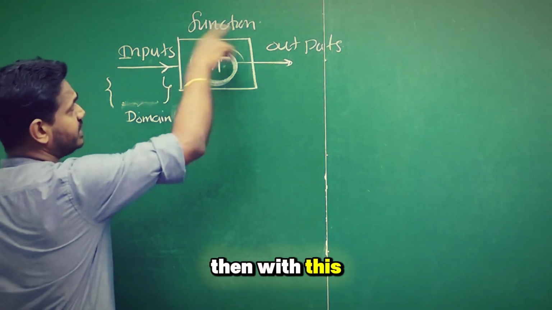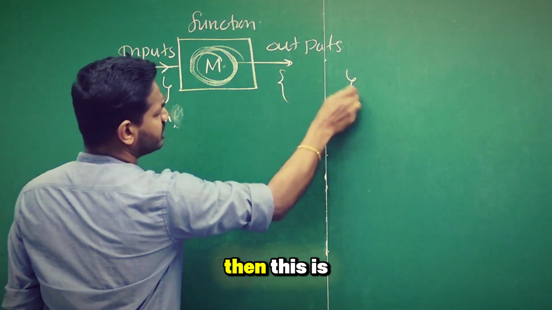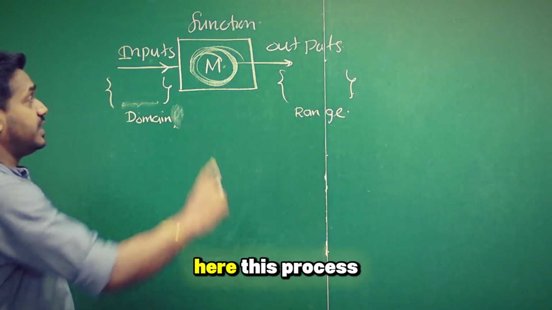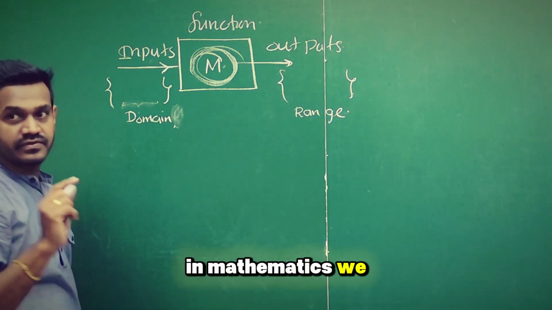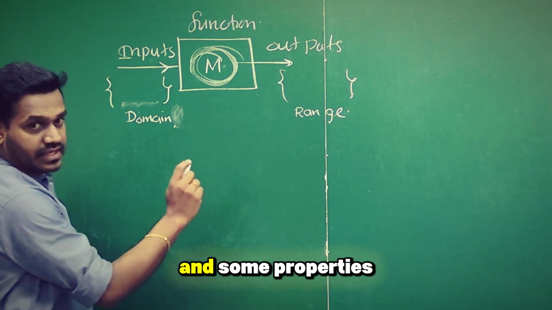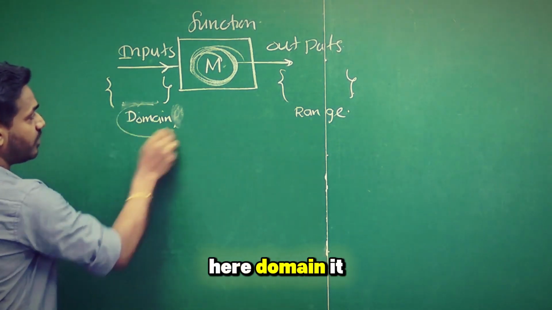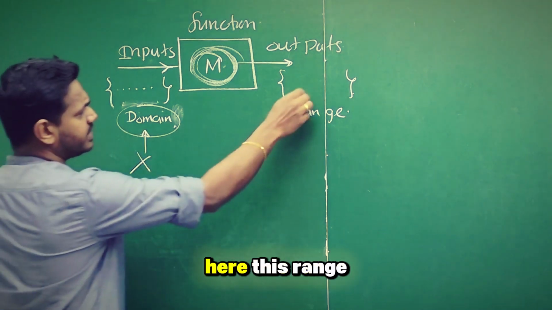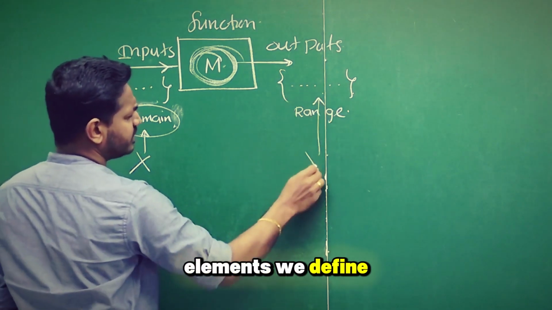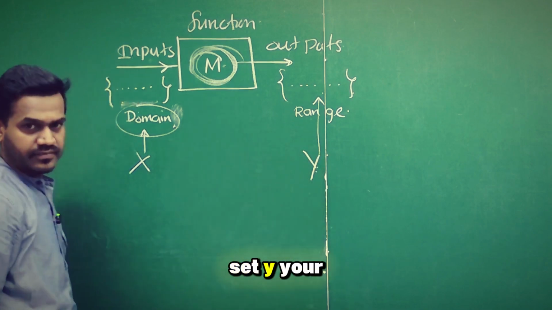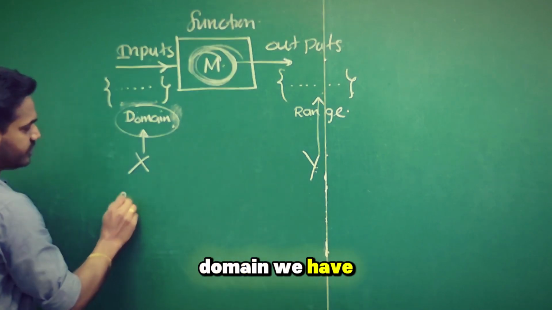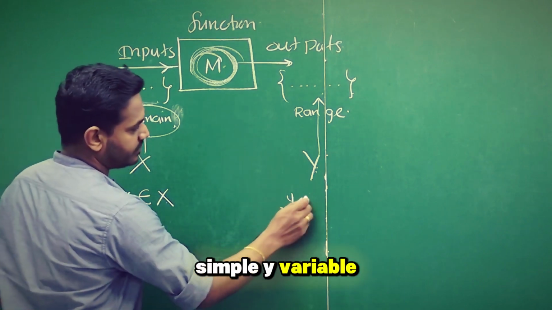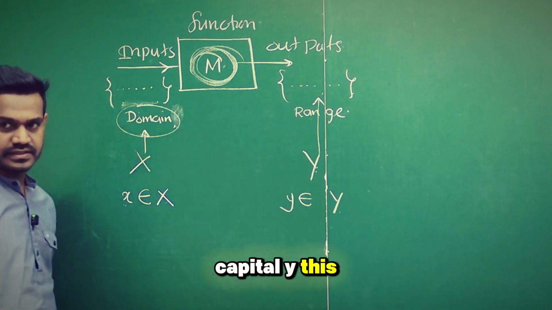Then with this functionality it gives output, and this we call the range. Anyway, this process we call a function. In mathematics, we denote this by functional notation, along with some properties of functions. The domain has some elements, and that set we usually call capital X. The range has some outputs, and that set we call Y. In the domain X we have a variable, simple x, inside capital X, and here the simple y variable is inside capital Y. This is the general idea of a function.